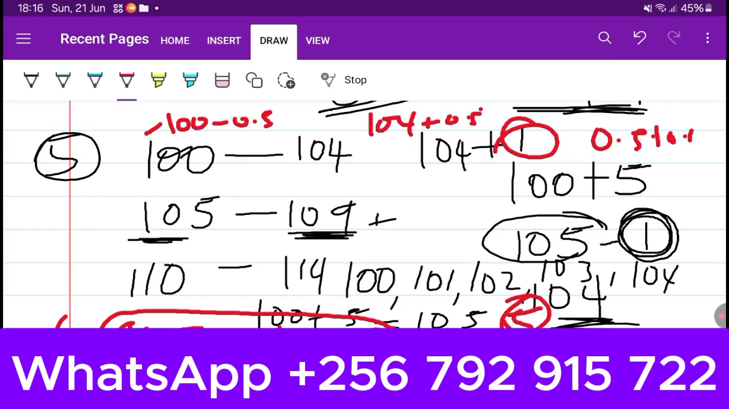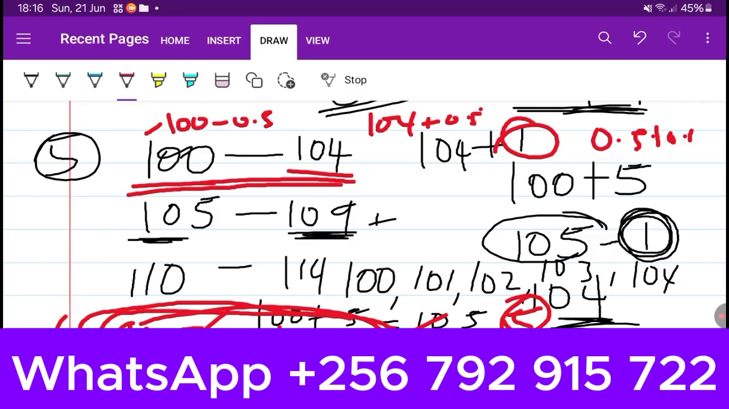But if you take this and this, remember, if you are to use these classes, if you are using class limits to find the class width, we always use the class boundary. If you are to use the classes, you take the upper minus the lower.